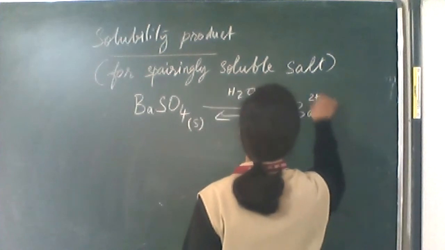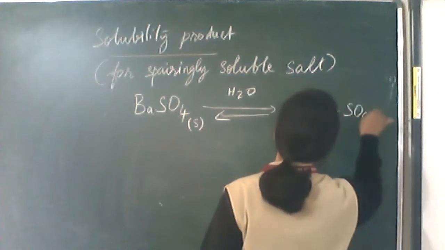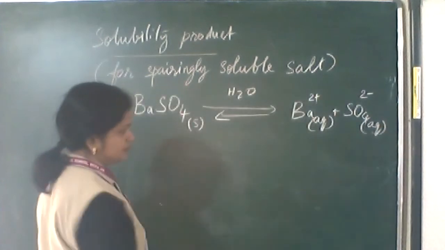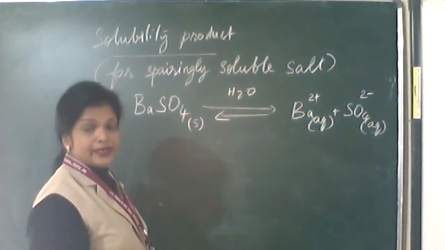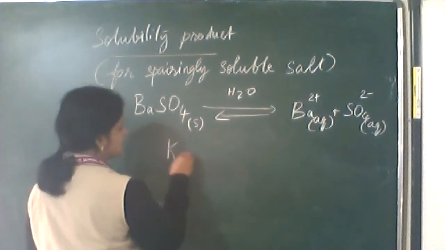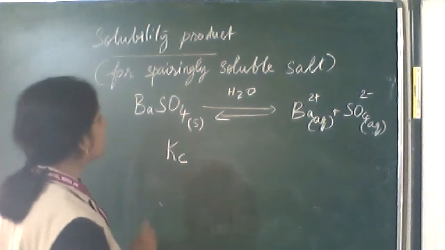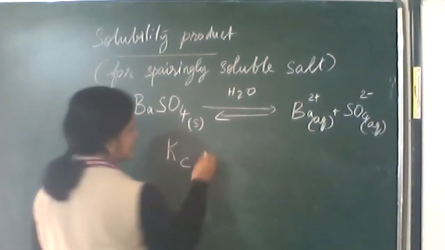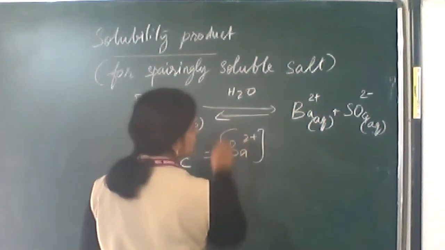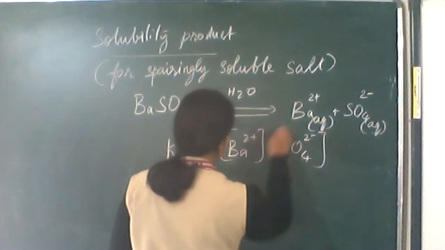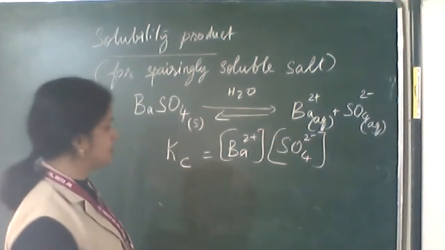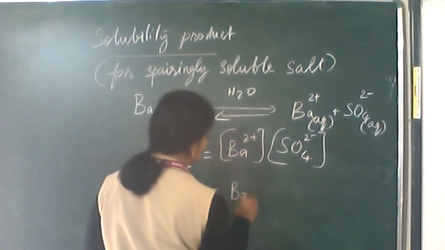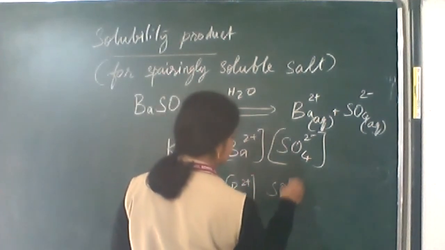You can say Ba2+ (X) and SO4 2- (X). Now, there is an equilibrium between these things and this thing. So this Kc you can write, but this Kc is called Ksp, the solubility product. So Kc is equal to Ba2+ into SO4 2- upon the solid, which you don't have to put in the equilibrium Kc equation. So this Kc I am writing as Ksp, that is Ba2+ into SO4 2-.